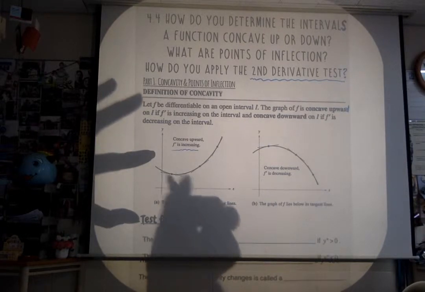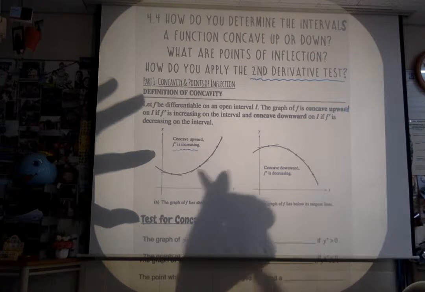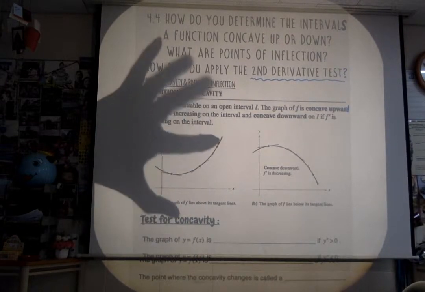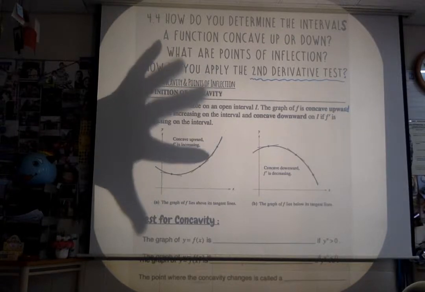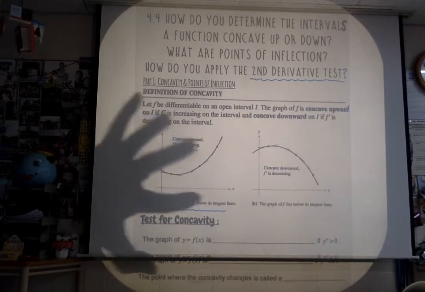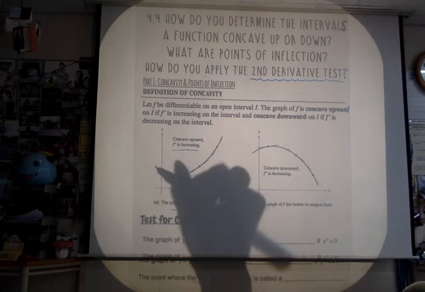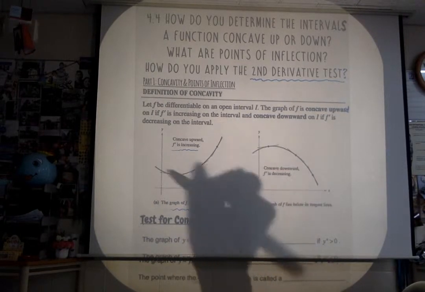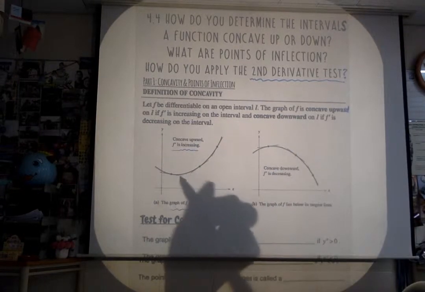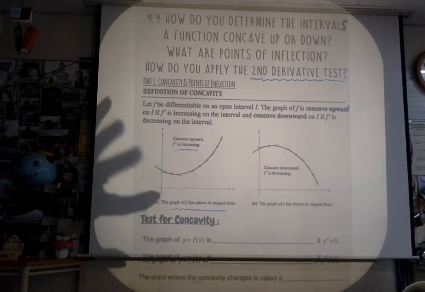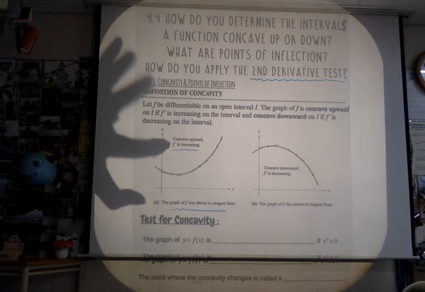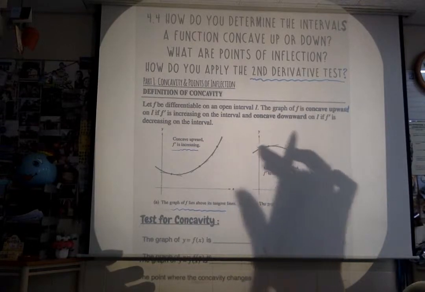You can see this right here is our slope, right? Our derivative. It's increasing here. Now, I want to show you also that when it's increasing, the graph of f lies above its tangent lines. So you see this graph right here? This is the graph of f. This is also the graph of f. And you can see the tangent lines are below. So if the tangent lines are below the curve, that means it's concaving up, because that means the slope is increasing. Let's look at concave down.